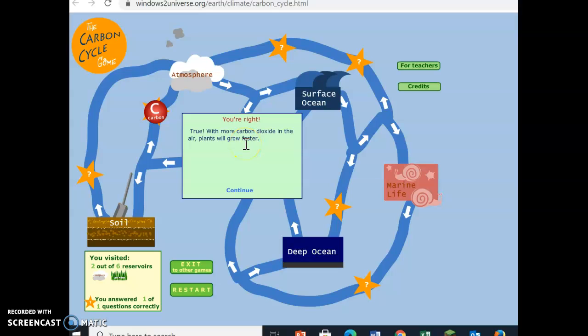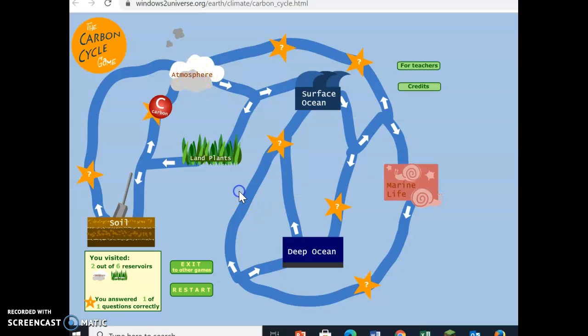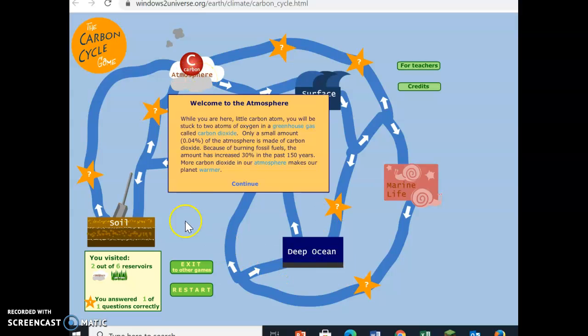Not all plants like more carbon dioxide though. Certain plants like eucalyptus, things like that, actually will die with more carbon dioxide, which is kind of like overwatering a plant. Some plants love water, some plants don't want as much water, but they all need some water somehow. All right, I'm going to go ahead and continue to my atmosphere.